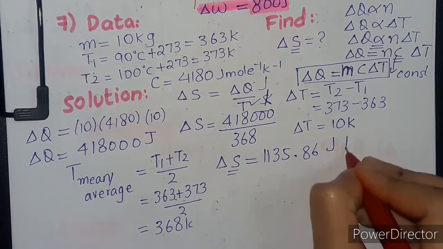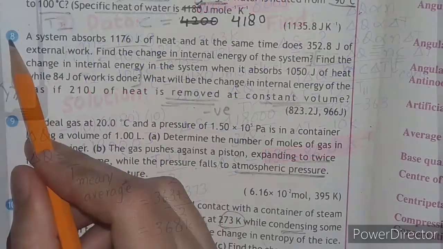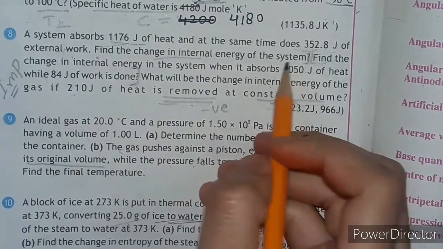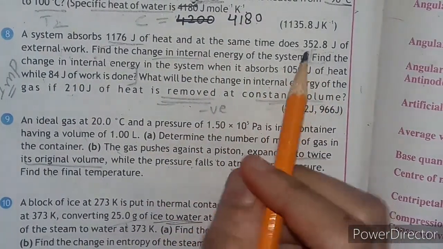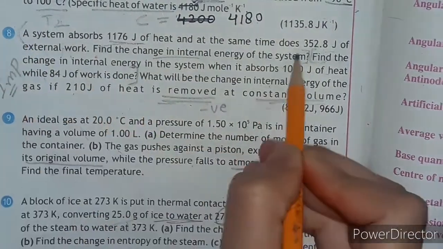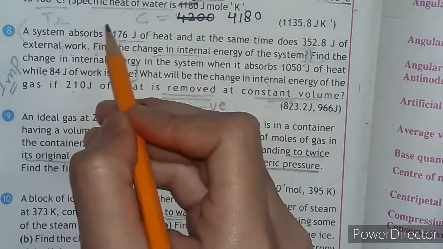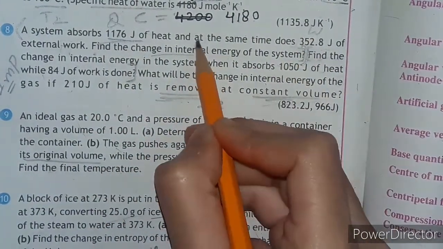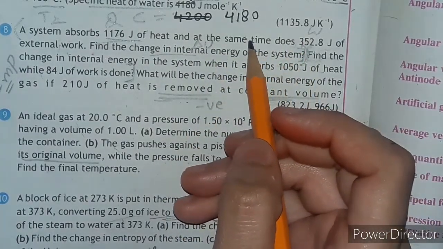joule per Kelvin. Problem number 8. Towards problem number 8, in which we are given the heat, this numerical is very simple. Divide this numerical into 3 parts. This is the first part, till here. In the first part we are given the heat and work done. We have to find the internal energy, very easy, by using the first law of thermodynamics.